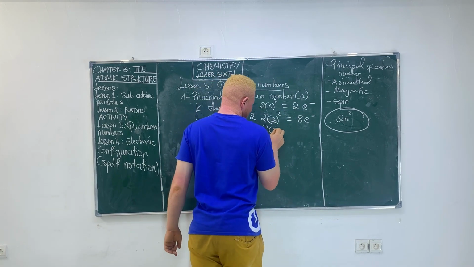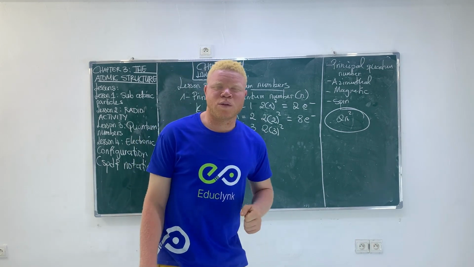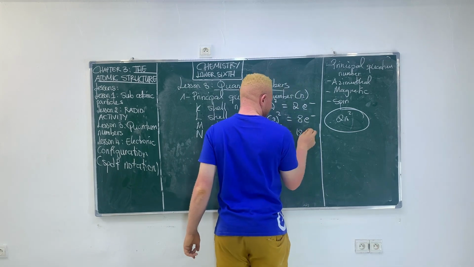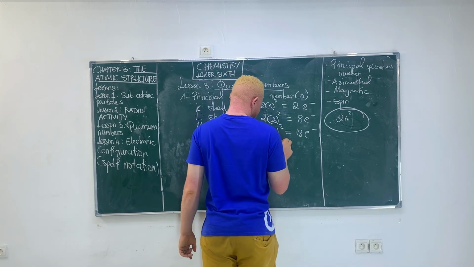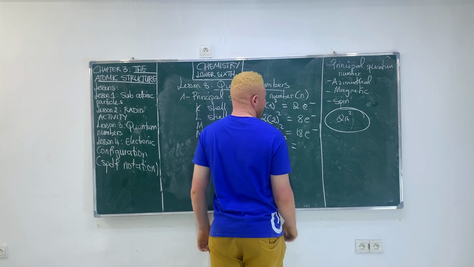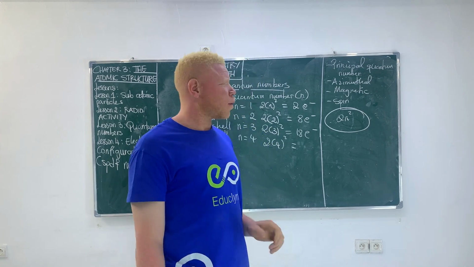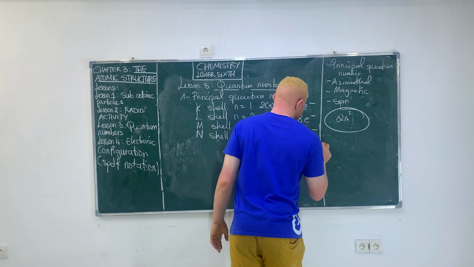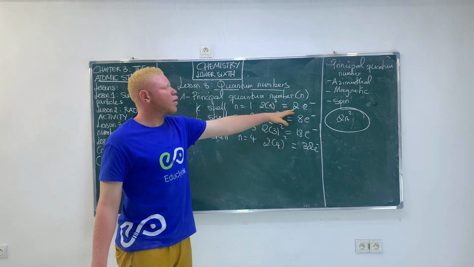For n equals 3, you have 2 times 3 squared. 3 squared is 9, times 2 is 18 electrons. For n equals 4, you have 2 times 4 squared. 4 squared is 16, times 2 is 32 electrons. In conclusion, the K shell takes a total of 2 electrons.